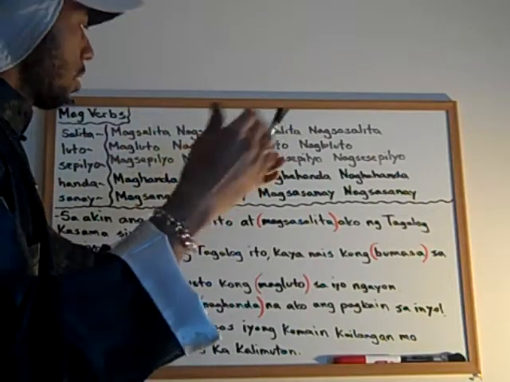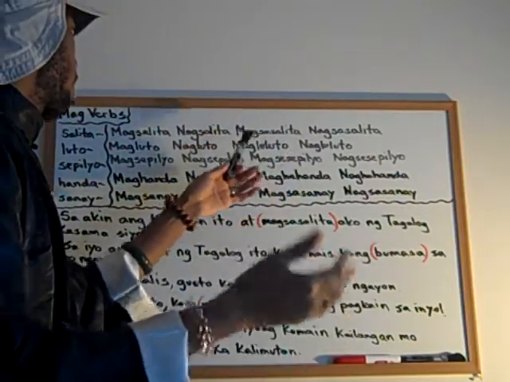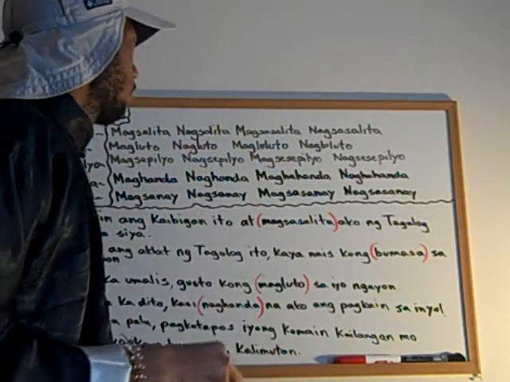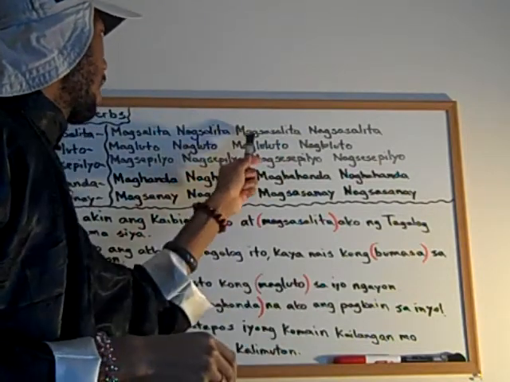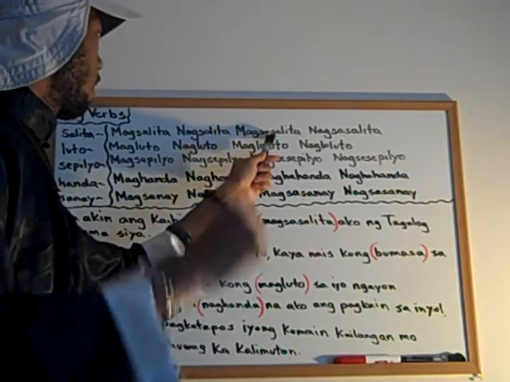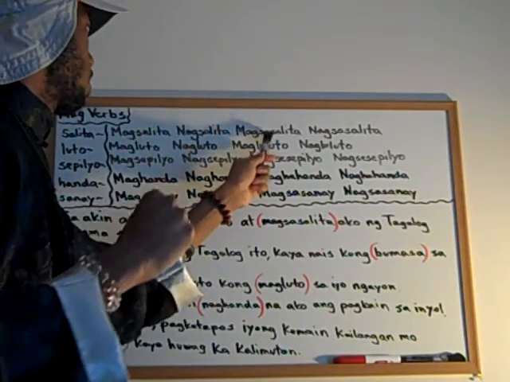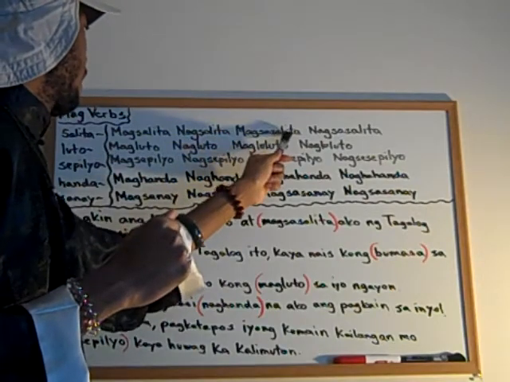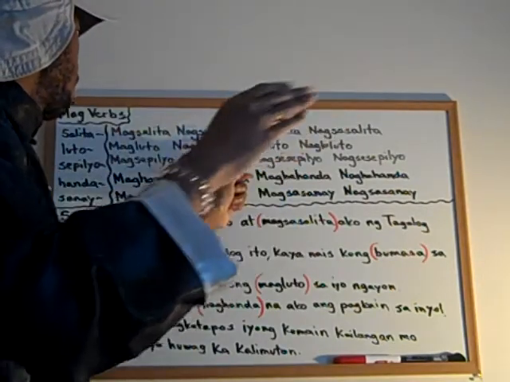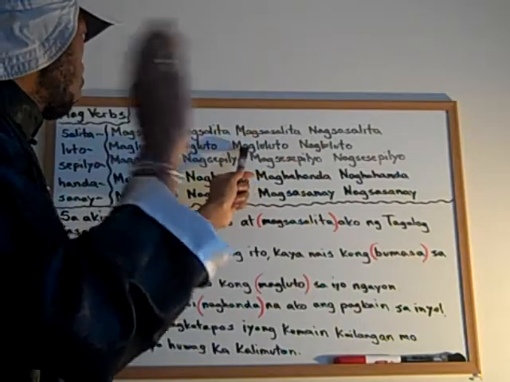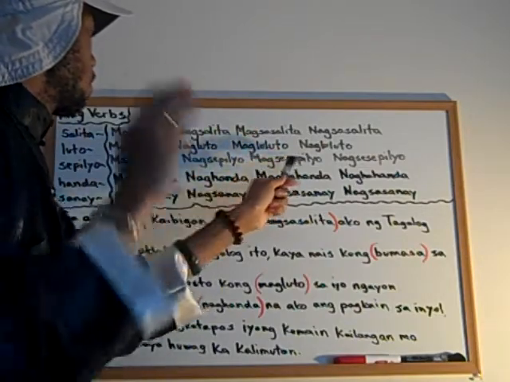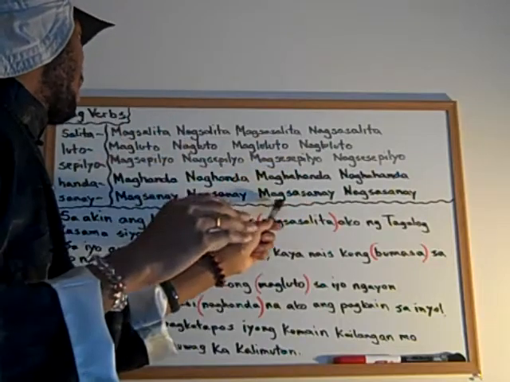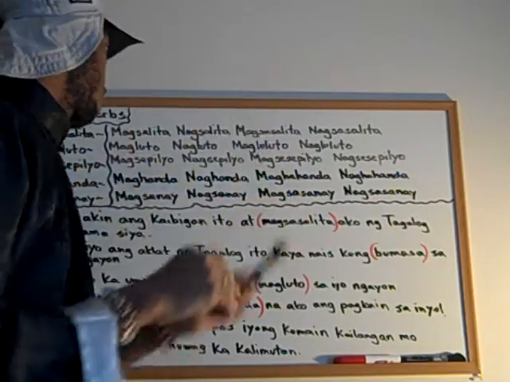So it's future tense. But this time it's a mag verb. So mag sasalita. If you can remember the future tense for the verb, it's pretty much the same, but you just have to keep the mag this time. So mag sasalita, you will speak. Mag luluto, will cook. Mag sesepilio, will brush teeth. Mag hahanda, will prepare. Mag sasanay, will practice.